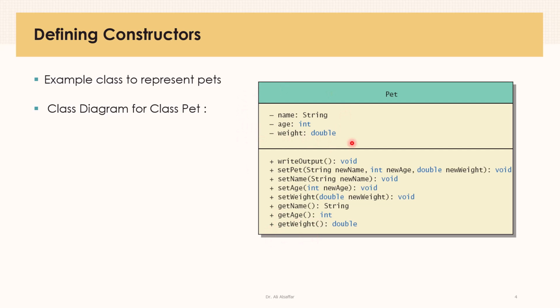Notice that the instance variables have a minus sign in front of them. That means that we define them as private. And see the methods, in front of them there are pluses. That means they are defined as public.